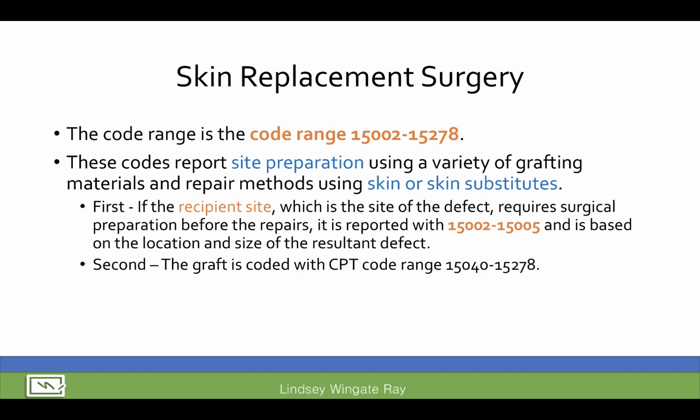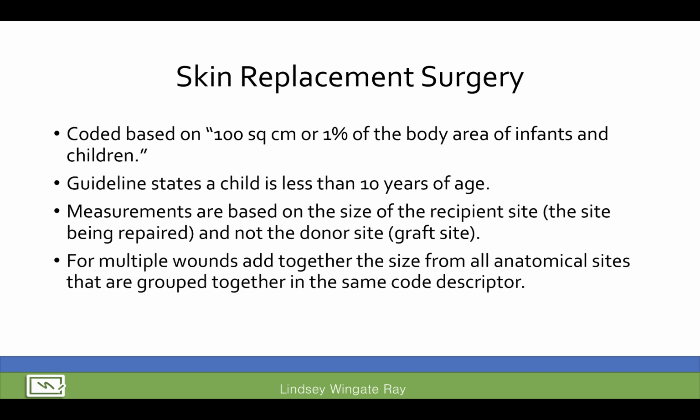The second part is the graft. It is coded with range 15040 through 15278. Coding is based on 100 square centimeters or 1% of the body area for infants and children. Guidelines state a child is less than 10 years of age. Measurements are based on the size of the recipient site, the site being repaired, and not the donor site, graft site. For multiple wounds, add together the size from all anatomical sites that are grouped together in the same code descriptor.